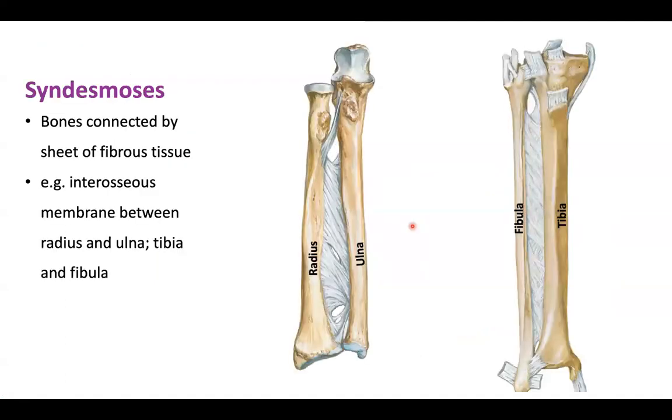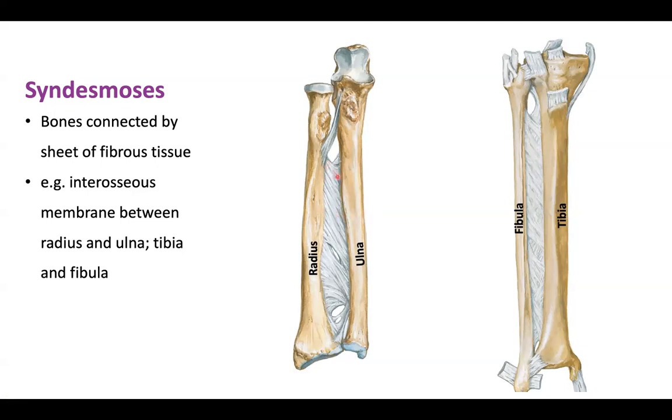The second type of fibrous joint is the syndesmosis joint. Syndesmosis, in Greek, means ligament. In such a joint, the bones are attached by a ligament. For example, the radius and ulna are attached by the interosseous membrane, a flat sheet of ligament. Similarly, the tibia and fibula are attached by an interosseous membrane, another fibrous tissue. So these are examples of syndesmosis joints.